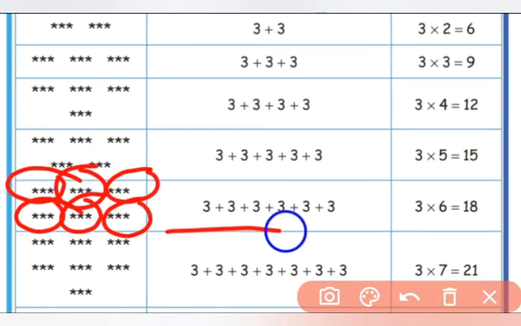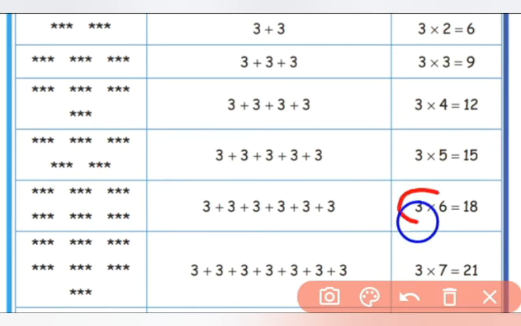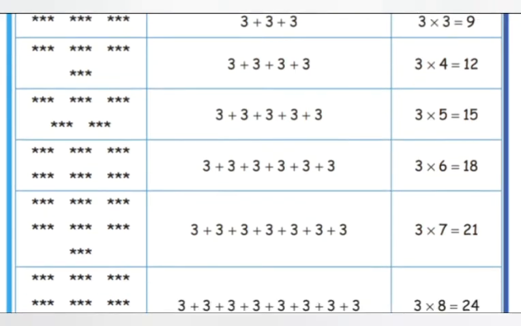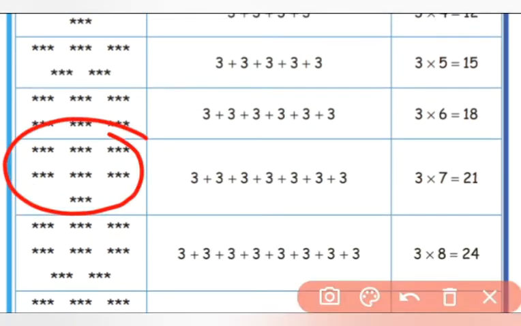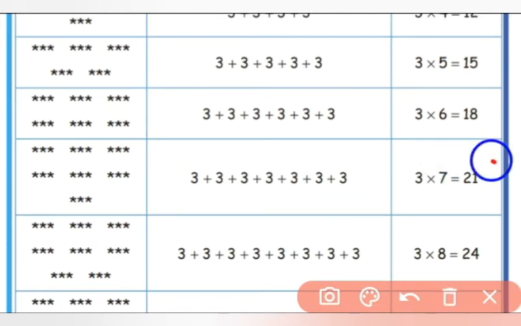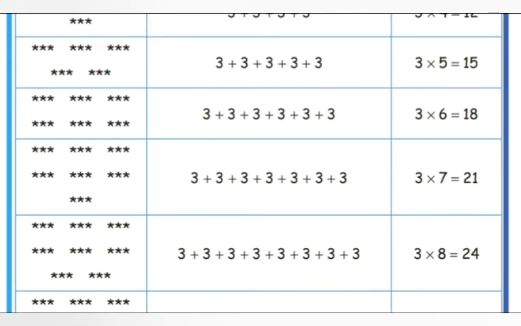Next, see 6 times 3. The number of stars is 3. 6 boxes and the total number of stars is 18. The multiplication fact is 3 into 6 is equal to 18. See next, 7 times 3. The number of stars is 3. Number of boxes is 7. The total number of stars is 21. The multiplication fact is 3 into 7 is equal to 21.